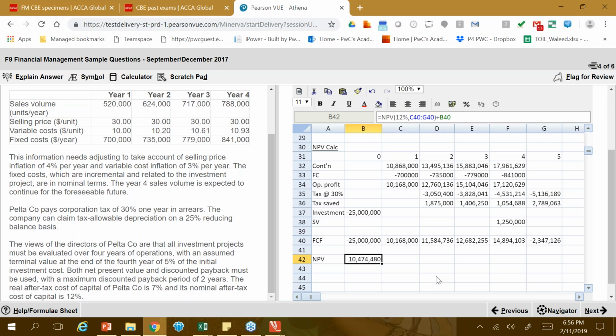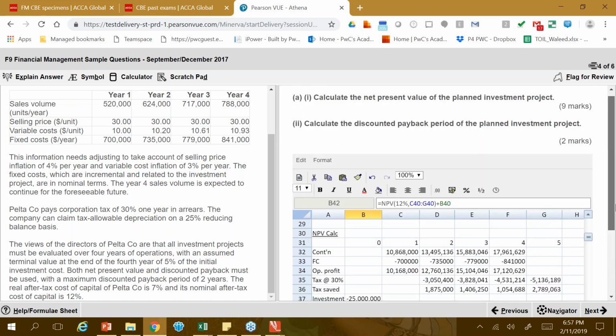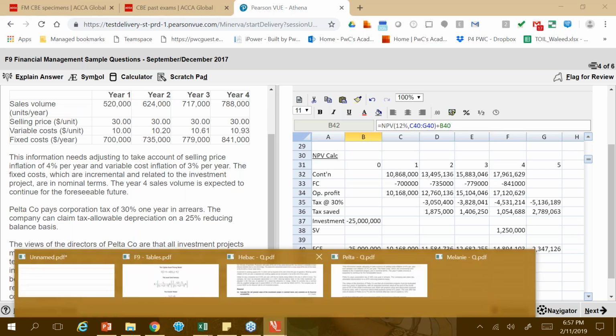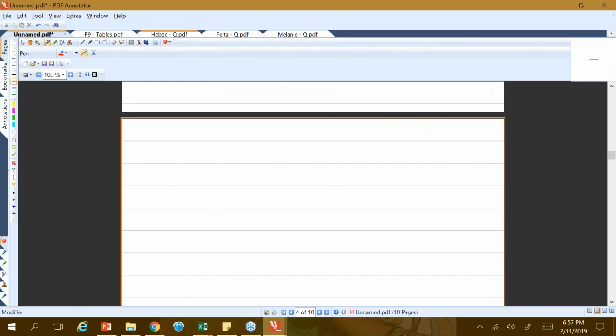I'm happy to take a final set of questions on this NPV before we move into the idea of discounted paybacks. Any final questions here on this NPV before we move into the discounted payback? Okay, that seems all okay. Before we go into discounted payback, let's do a bit of note taking on payback and discounted payback.